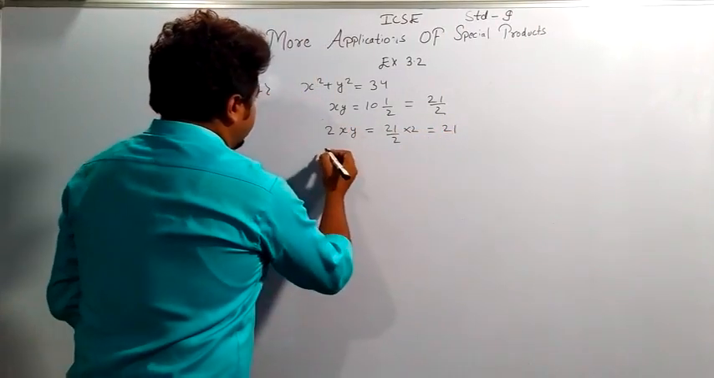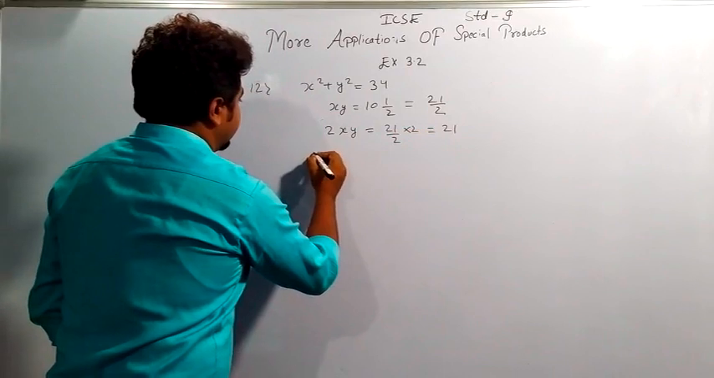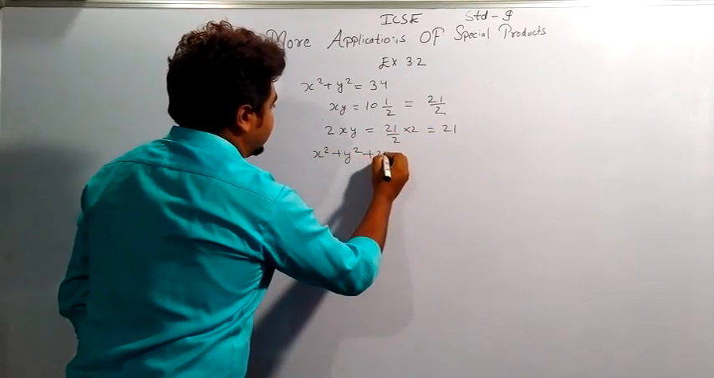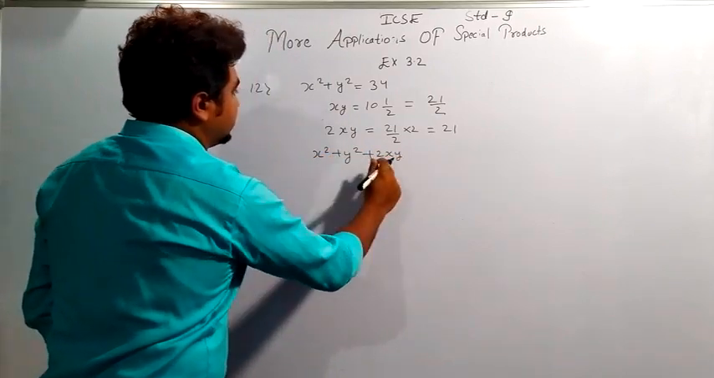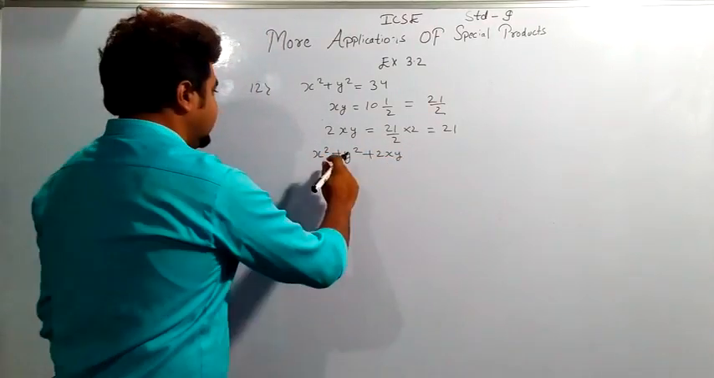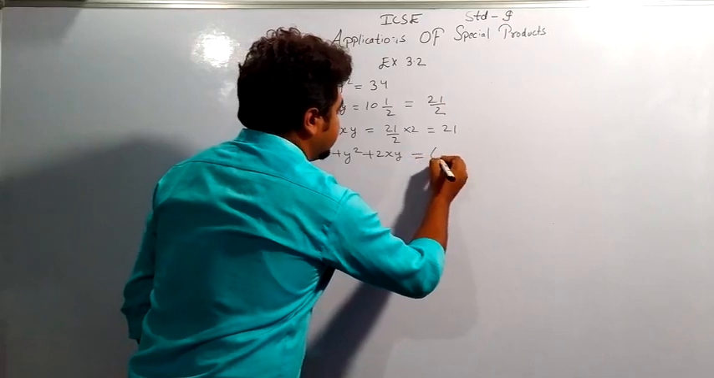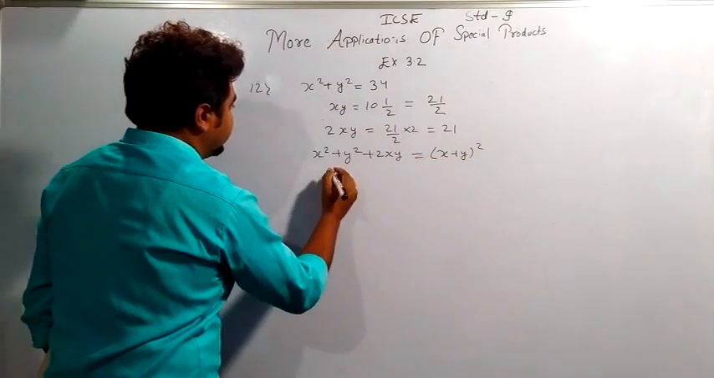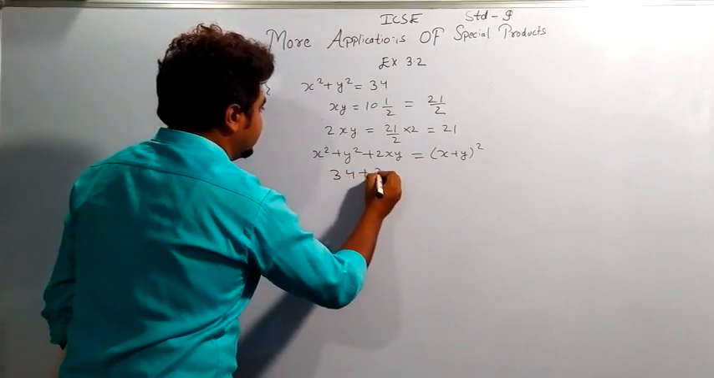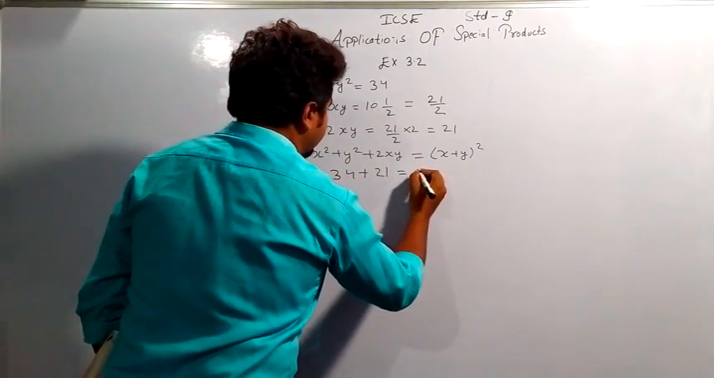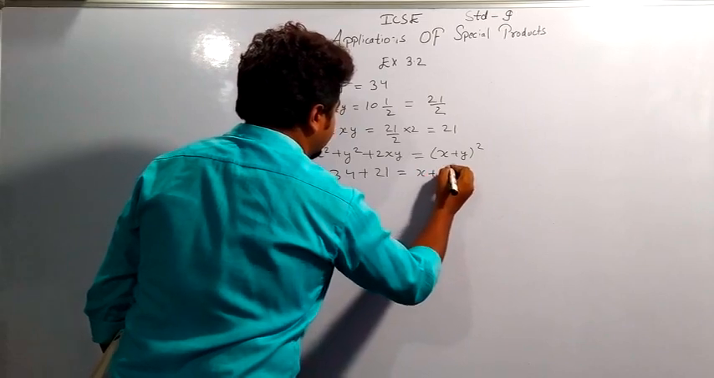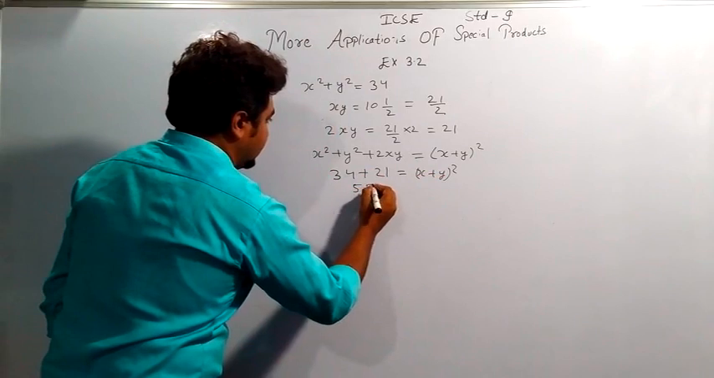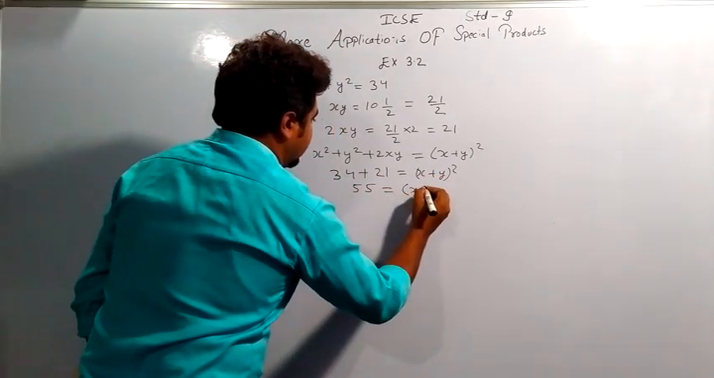So this value we found. Now x square plus y square plus 2xy, indirectly we can say that this is x plus y whole square, and this value x square plus y square is 34 and this value is 21. So x plus y whole square is coming out to be 55.